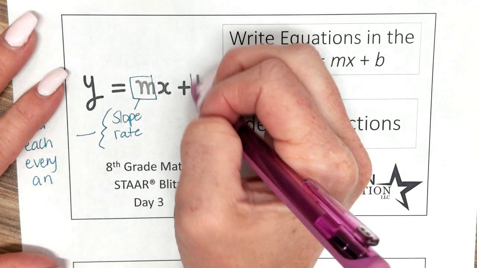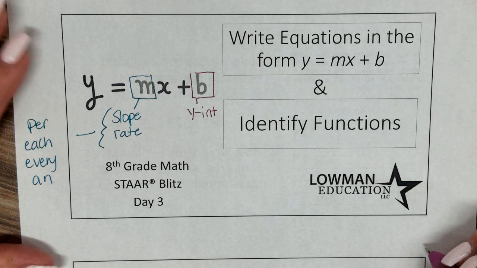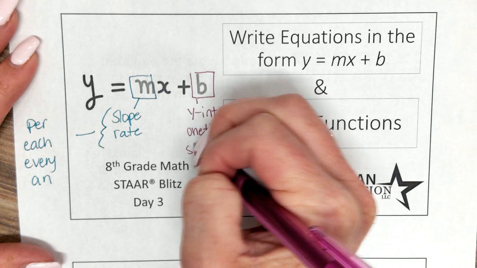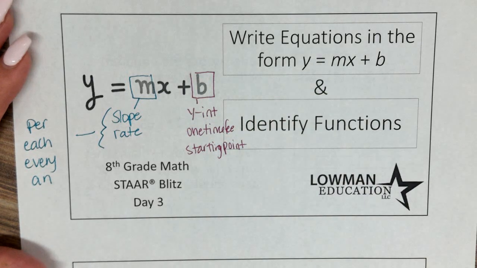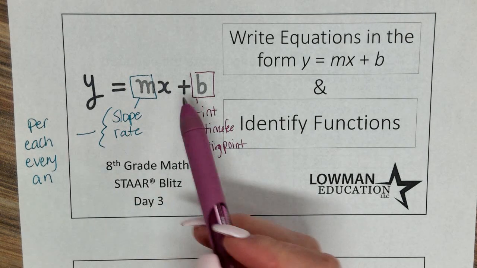Okay, what is the b? The y-intercept, also known as one-time fee, also known as starting point. So they might not use the word slope, they might use the word rate, and you have to know they're talking about slope. They might only say 30 gallons per hour, and you have to know that they're talking about slope.